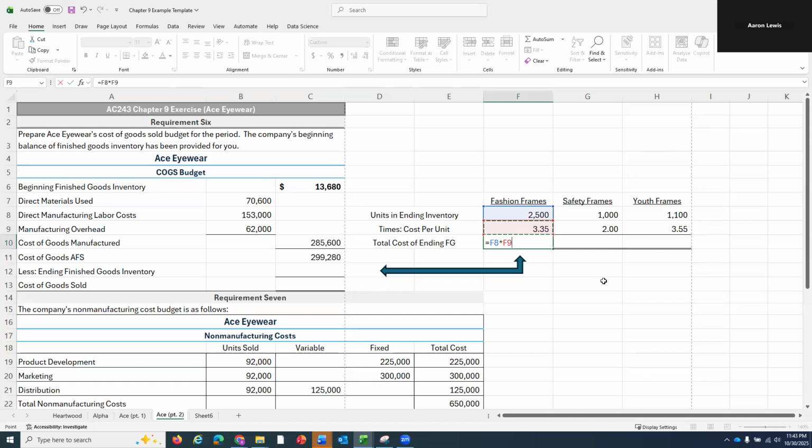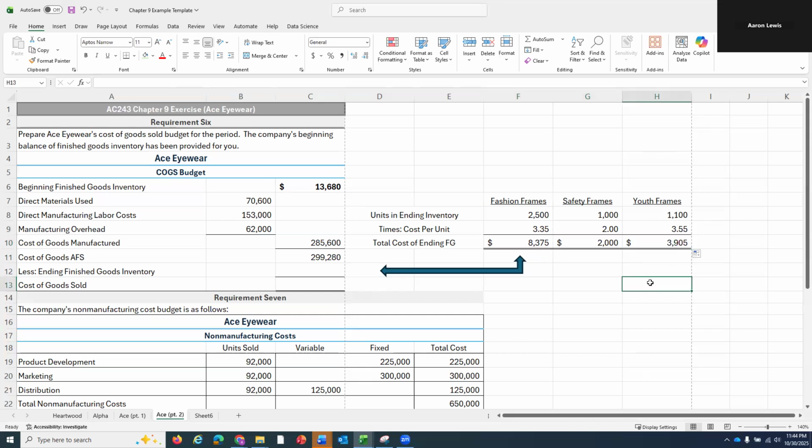If those 2,500 pairs of fashion frames each cost us $335 to produce, that means our ending inventory would be carried at a historical cost of $8,375. And I'll do this for the other two models. I'm always going to take the units in ending inventory and multiply it by our cost per unit. Those 1,000 safety frames at $2 a piece is $2,000 that they'll be valued at sitting in our ending inventory. And for youth frames, same math, $3,905.